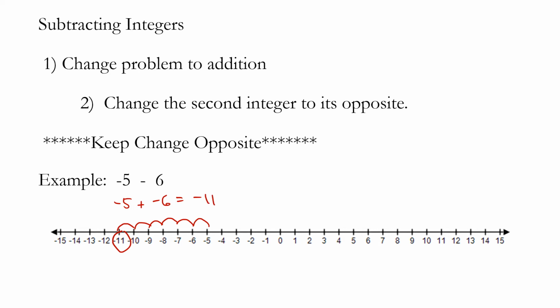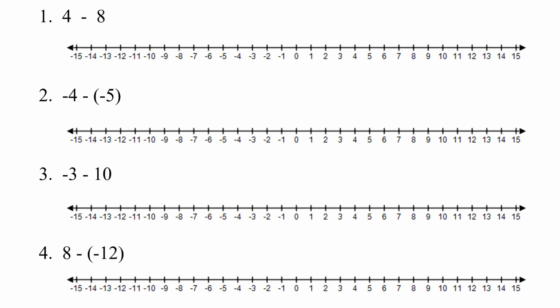Let's take a look at a few more. So 4 minus 8, remember keep, change, opposite. That's the same as 4 plus -8, because I'm keeping the 4, changing the minus to a plus, and changing the 8 to a -8. So 4 plus -8. I'm starting on 4, and I'm going 8 in the negative direction. And in this case, I will end up on -4.